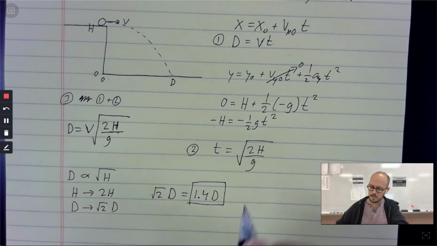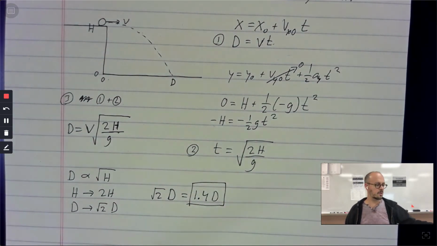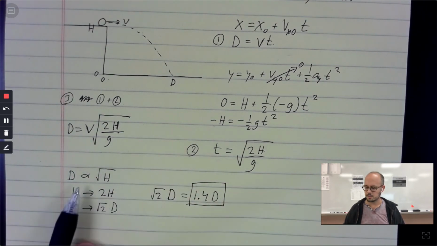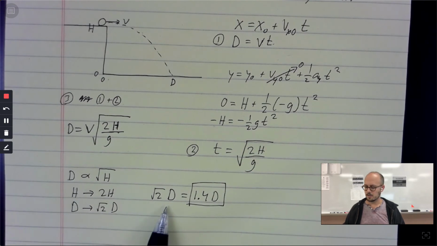And so your final answer is, just because you double the height of the table doesn't mean that you double the distance the projectile travels. It actually gets smaller than that effect because of that proportionality. You get root 2 times the distance. It still increases, but it doesn't double.